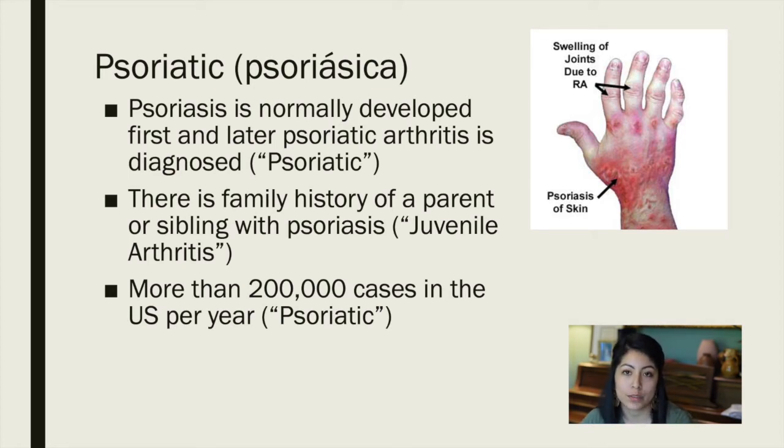There are more than 200,000 cases in the U.S. of patients with psoriatic JRA. So lastly, it is more common in adults, but a child can develop it if they do have JRA.